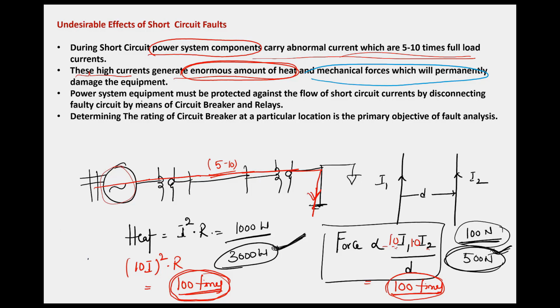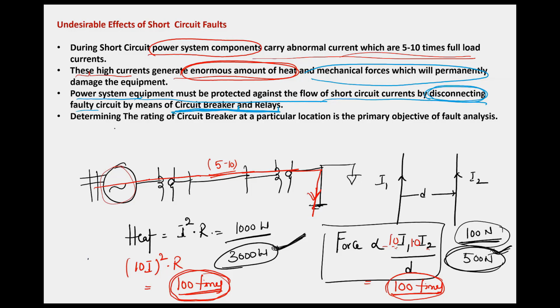Power system equipment is very costly and very bulky, the size of the equipment is very big. For these power system equipments like generators, transformers, transmission lines, bus bars, circuit breakers, all the equipment must be protected against the flow of short circuit currents. Whenever a short circuit occurs, these equipment must be disconnected from the fault by means of circuit breakers and relays.